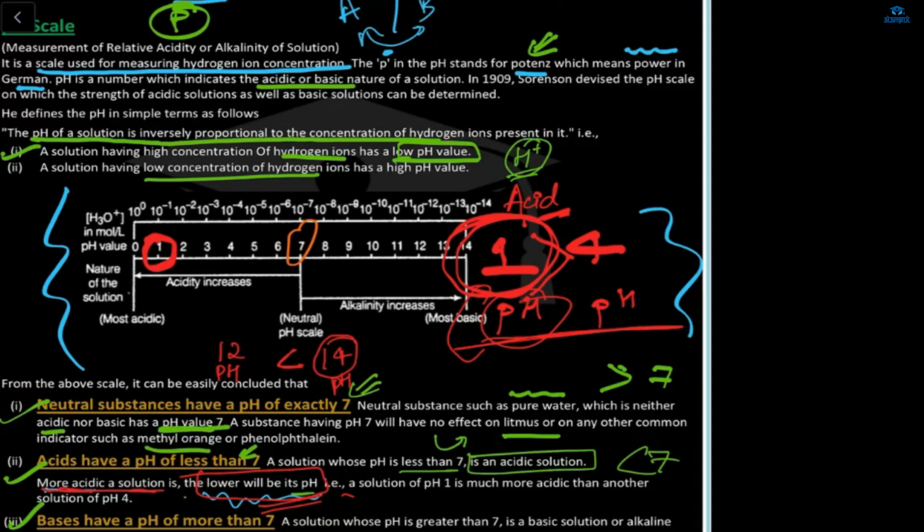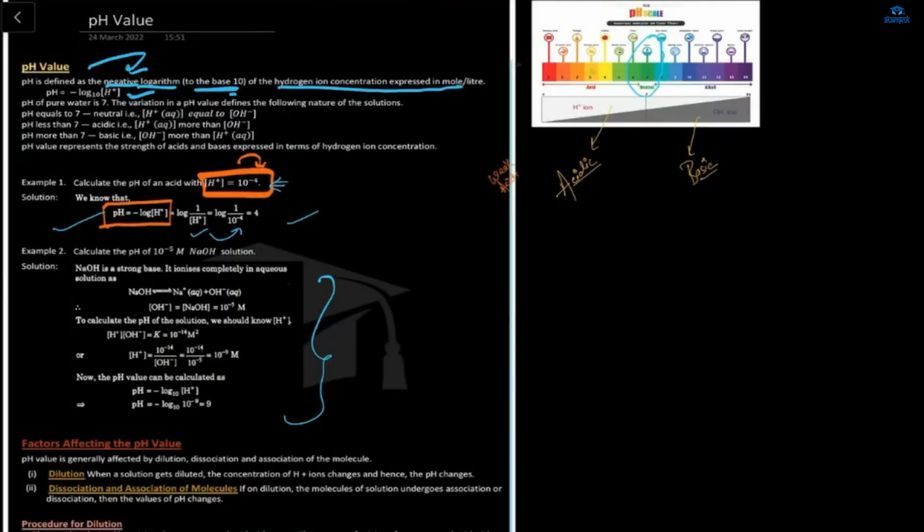And below 7? Acid. Yes. Acha, which is more acidic, one or six? One is more acidic. Yes, one is more acidic, very good. So these are the pH values.